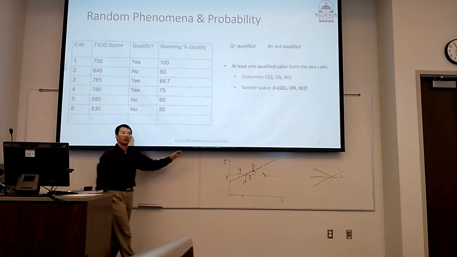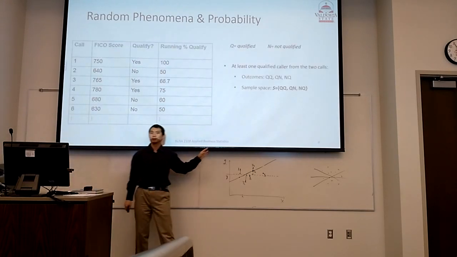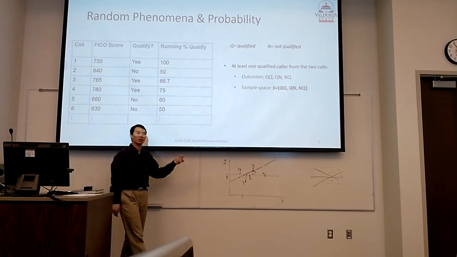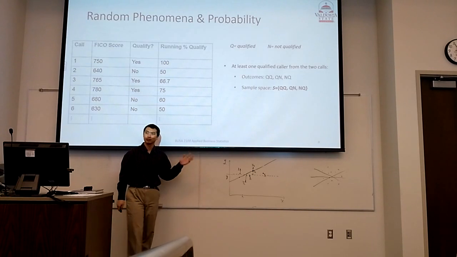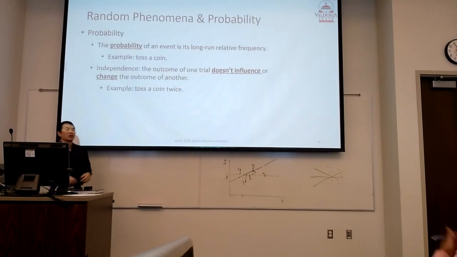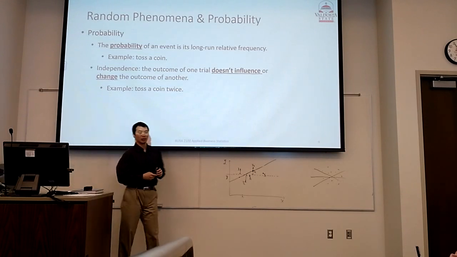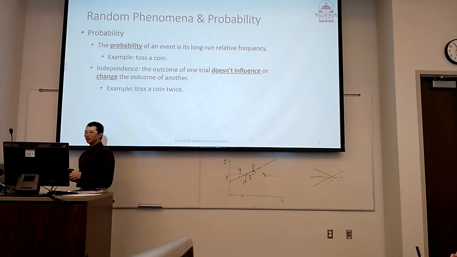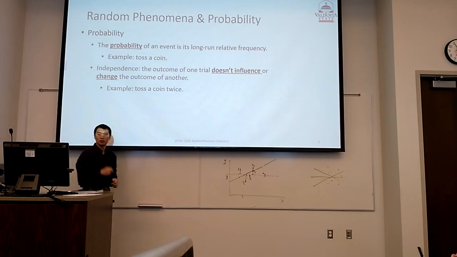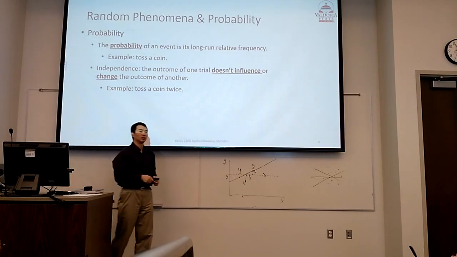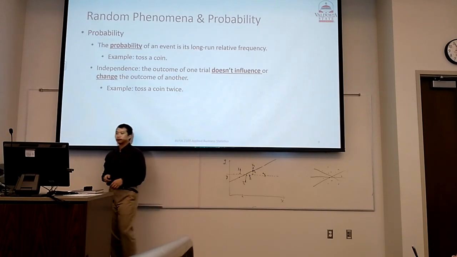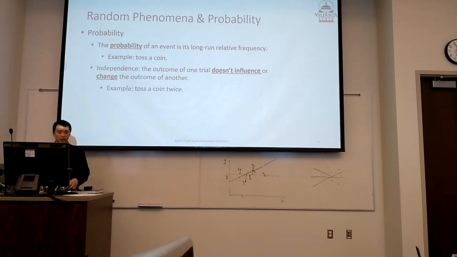So any questions before we move on? So those definitions: trial, outcome, event, sample space. So let's talk about the probability. The probability of an event is the long run relative frequency. Remember, it's a long run relative frequency. So that's the probability.